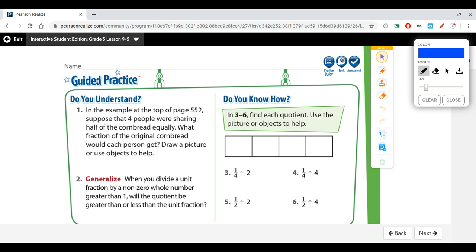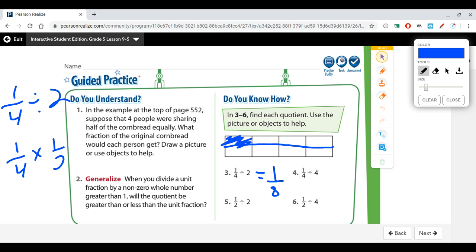And so when I divide it by 2, I'm just going to take my 1/4, divide it in half, and see how many pieces I have. So when I divide it in half, I have 1, 2, 3, 4, 5, 6, 7, 8 is my new denominator. And each person is getting 1. So my answer is going to be 1/8. If I do keep, change, flip, 1/4 divided by 2 becomes 1/4 times 1/2, right? Because I write the 2 over 1, I end up with 1/8.